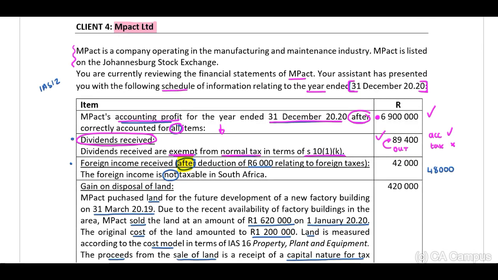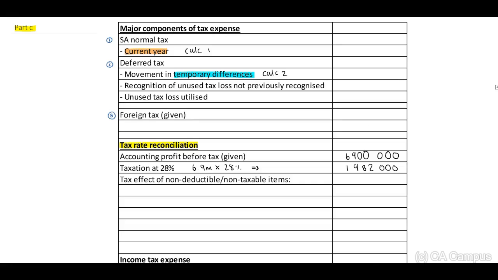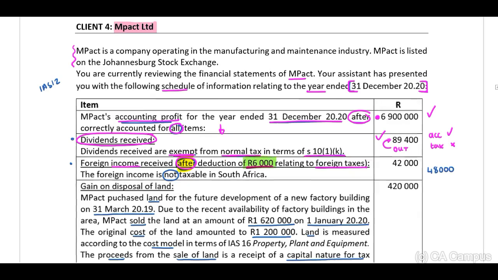Next line item, foreign income received after deducting 6,000 relating to foreign taxes. Okay, so let's just stop. We have foreign taxes of 6,000. Immediately we remember that this should be included in our income tax expense, the foreign tax they've provided us being the 6,000. And then when we refer back to our scenario, the foreign income is not taxable in South Africa.